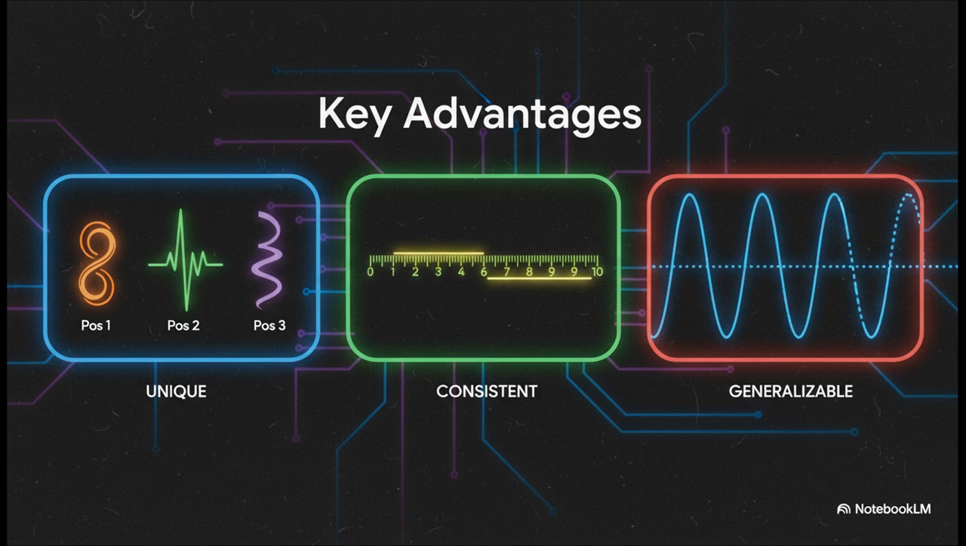First, every position gets its own totally distinct numerical signature. It's unique. Second, the relationship between positions is consistent, which is huge, because it helps the model understand not just where a word is, but where it is in relation to other words. And third, it's generalizable. Because these waves are periodic, the model can often figure out how to handle sentences that are way longer than anything it was trained on.